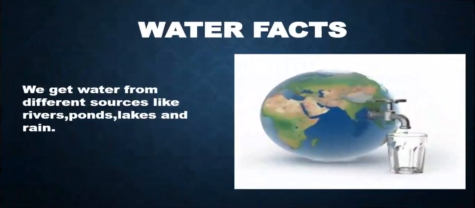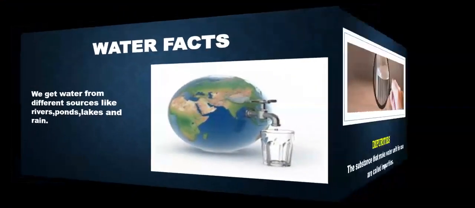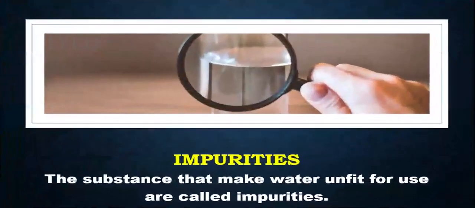Children, we get water from different sources like rivers, ponds, lakes, and rain. But this water is not pure and contains many things like dirt, mud, and germs. Therefore, this water is not fit for drinking. So, the substances that make water unfit for use are called impurities.